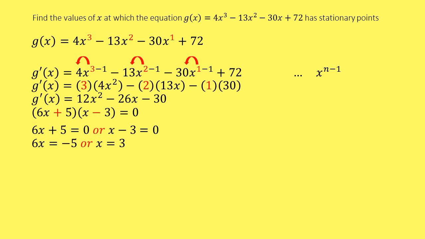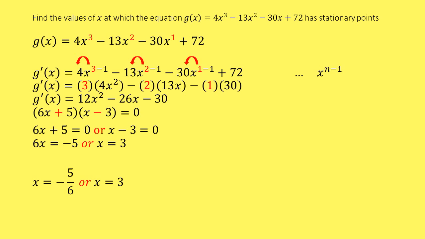We will do the same thing for the other solution of x. Only this time we're going to add 3 to both sides, leaving us with x equals 3. The last step is to divide both sides by 6, leaving us with x equal to minus 5 over 6 or x equal to 3. From this, we can say that the equation g of x equals 4x cubed minus 13x squared minus 30x plus 72 has stationary points at minus 5 over 6 or 3.